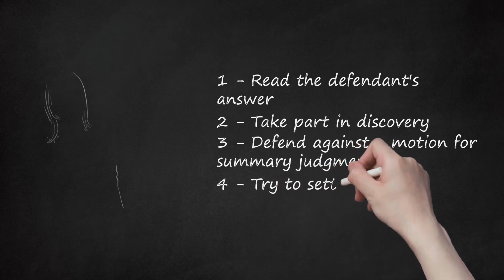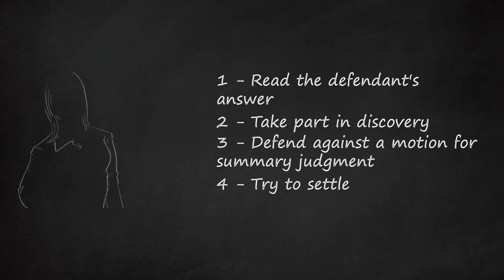4. Try to settle. As your trial gets closer, you may want to try and settle to avoid the additional cost and time necessary to go through that process. Settlement talks usually start with a settlement conference, which is a meeting with both parties and the judge. At this meeting, the judge will talk to each party about trying to settle and will help move the discussion between the parties in the right direction.